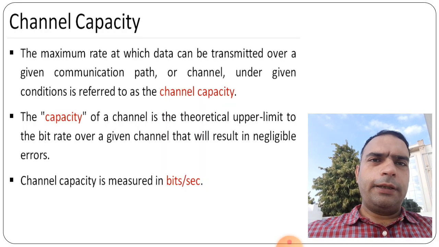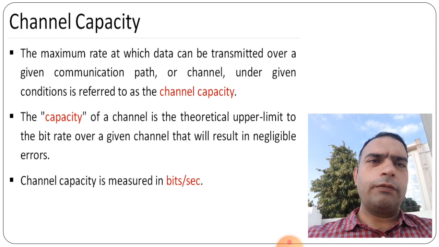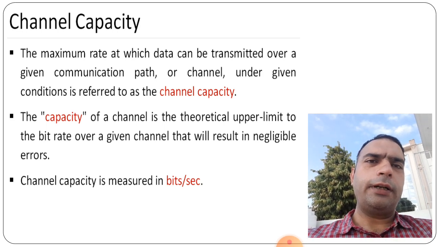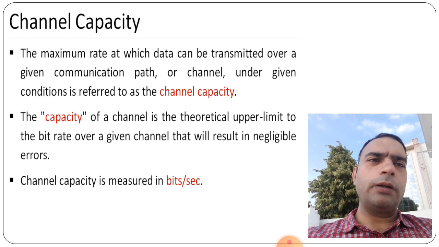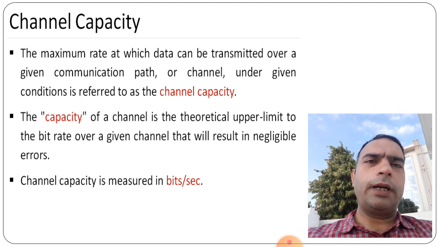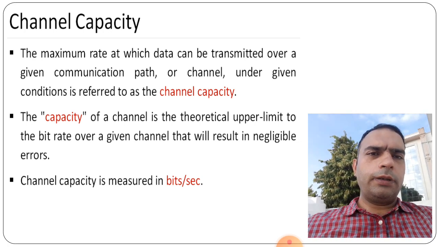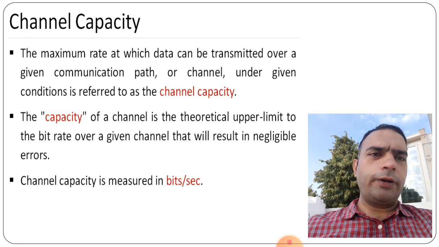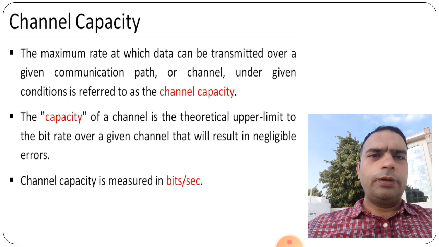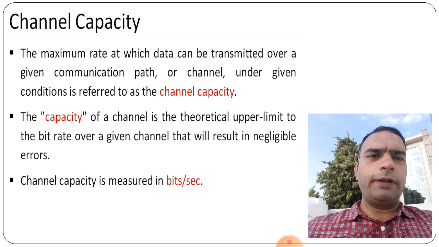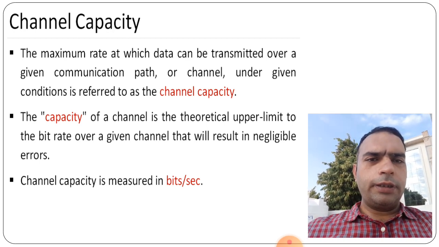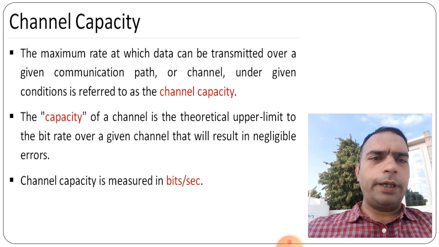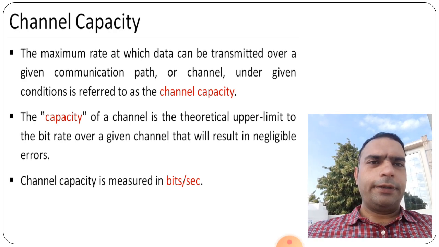Now the channel capacity. What is the channel capacity? First we will see that the maximum rate at which data can be transmitted over a given communication path or channel under some given conditions is referred to as the channel capacity. The capacity of a channel is a theoretical upper limit to the bit rate over a given channel that will result in negligible errors. The channel capacity is measured in bits per second, we can say.